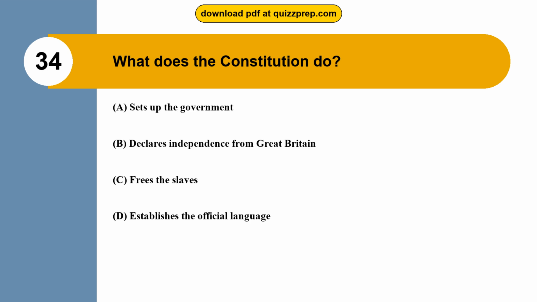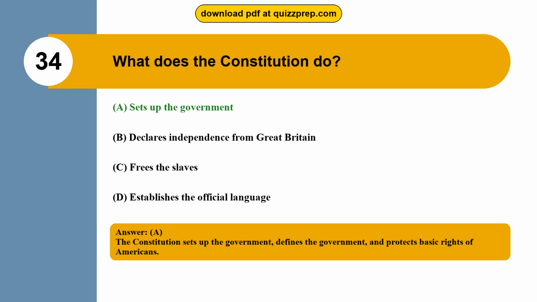Question 34. What does the Constitution do? Option A, sets up the government. Option B, declares independence from Great Britain. Option C, frees the slaves. Option D, establishes the official language. The correct answer is option A, sets up the government. The Constitution sets up the government, defines the government, and protects basic rights of Americans.